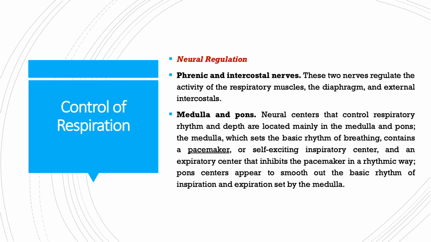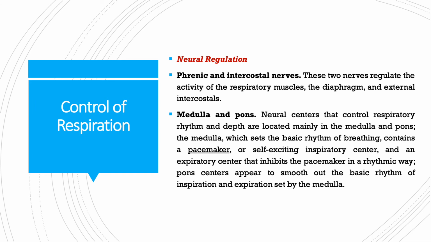Now control of respiration. The control of respiration can be divided broadly in two parts. First one is neural regulation and second one is non-neural regulation. In neural regulation, first one is phrenic and intercostal nerves. These two nerves regulate the activity of respiratory muscles, the diaphragm and external intercostals.